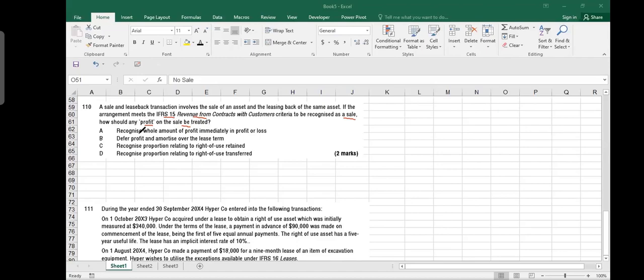Option A, recognize whole amount of profit immediately in profit and loss. Of course not. Not whole amount immediately. Defer profit and amortize over the lease term.